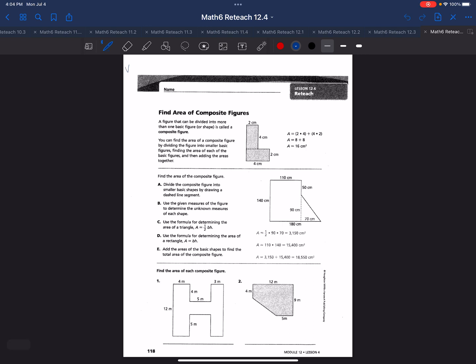Let's review some vocabulary for today. I encourage you to write this in a math spiral notebook. So today we have composite figure, which is a figure that can be divided into more than one basic shape.